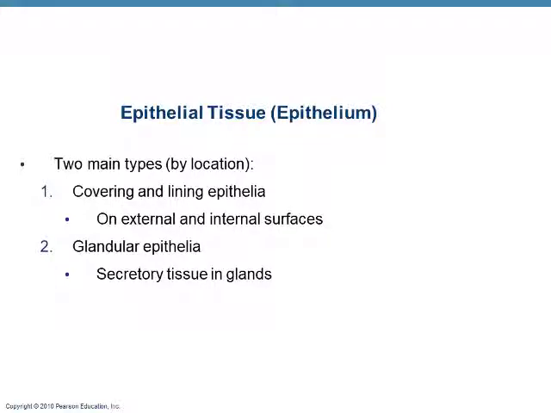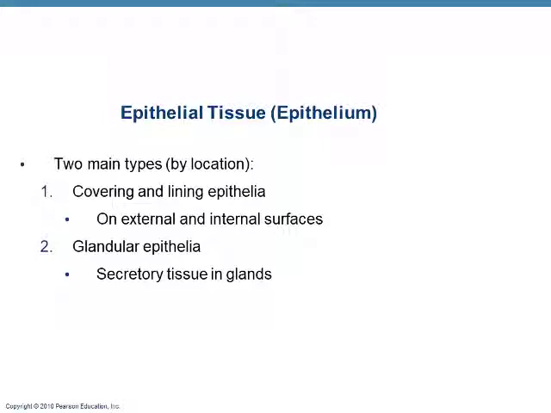Okay, so those are the locations of 4 different types of tissue. Now first we will go over the epithelial tissue. Epithelial tissue can be divided in 2 ways. One is by the location. So by location, we divide the epithelial tissue into 2 types.